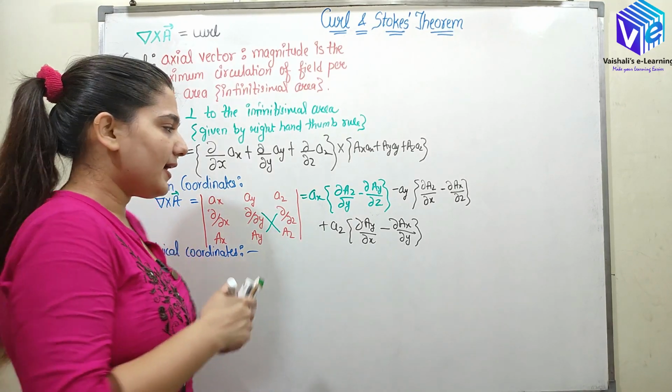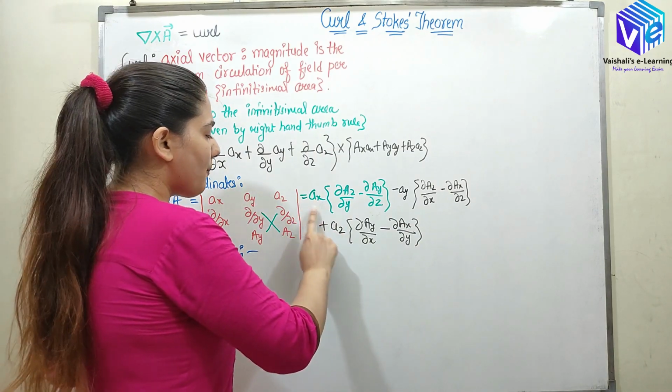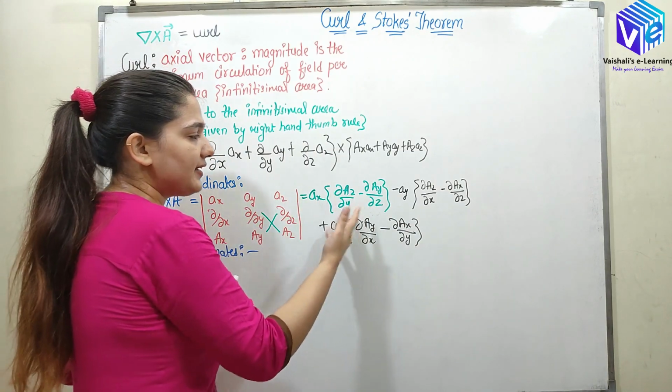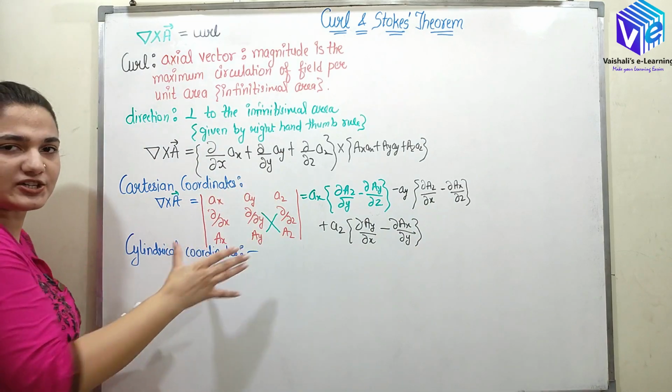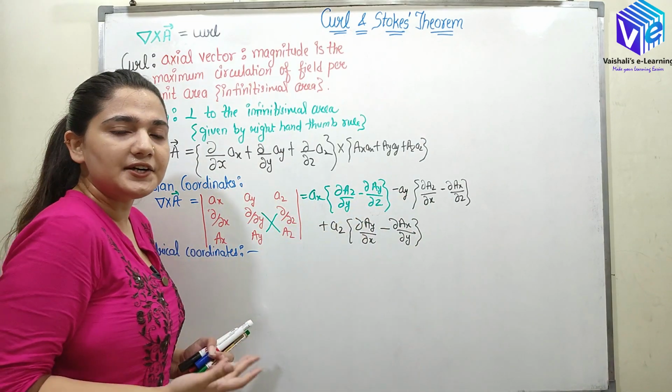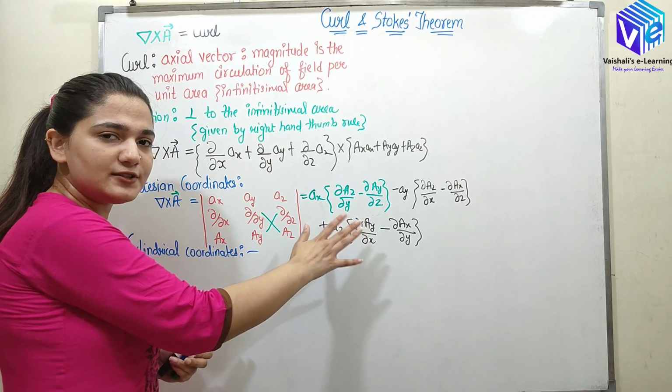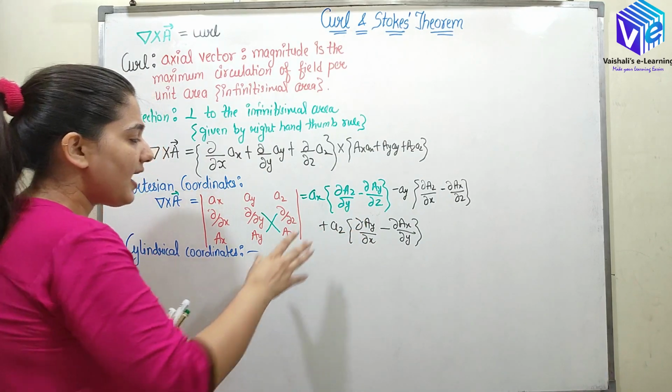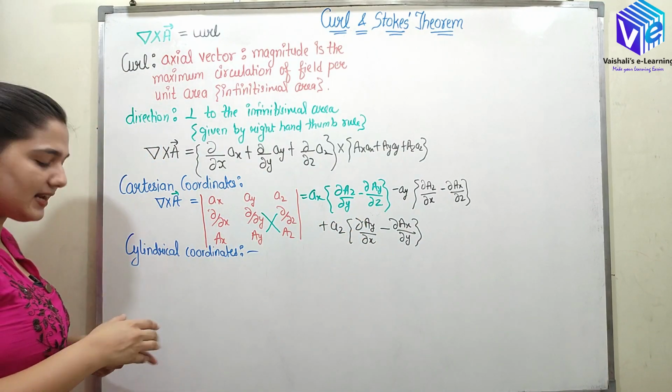Okay, so what I did here, I just opened this determinant. I had the expanded form of this equation, so I just expanded the determinant form, and I hope you know this, you have studied it in your matrix part. And now we'll be moving toward the cylindrical coordinate.